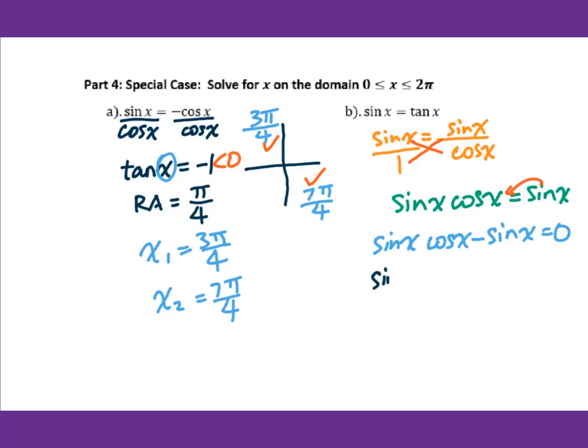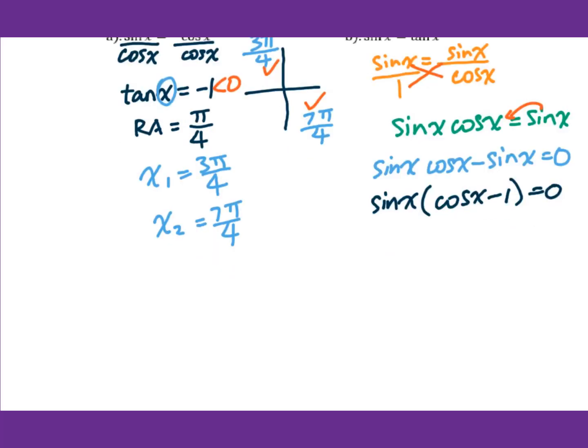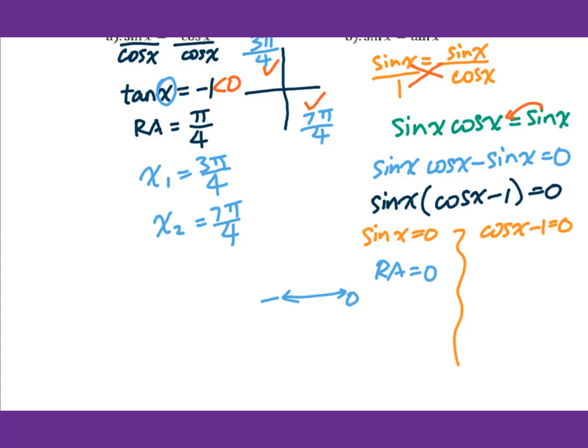Common factor will be sin x. So we got cosine x minus 1 equal to 0. We will set up sin x equal to 0 and cosine x minus 1 equal to 0. For sin x equal to 0, reference angle, that's 0. So you will get 0, here's pi. Therefore, you will get x1 equals 0, x2 equals pi.